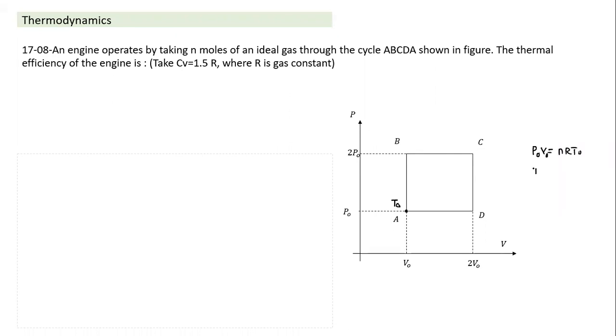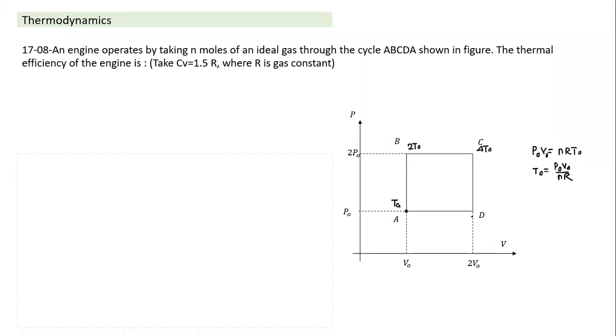So I am assuming T naught to be equal to P naught V naught by nR. Whenever such curves are given, we'll assume temperature at one point, and once this is assumed, the rest can easily be found. If this temperature is T naught, here the temperature will become equal to 2 T naught. And here the temperature becomes equal to 4 T naught.